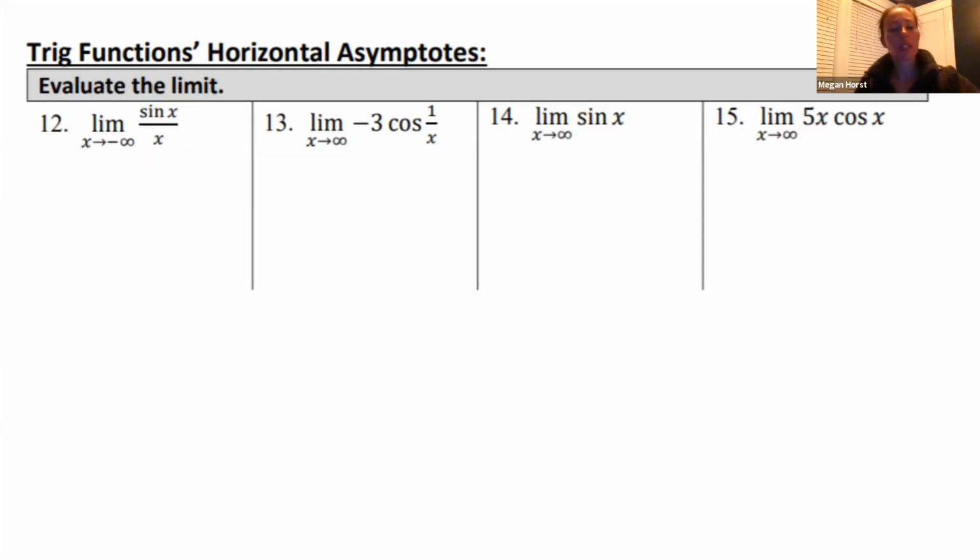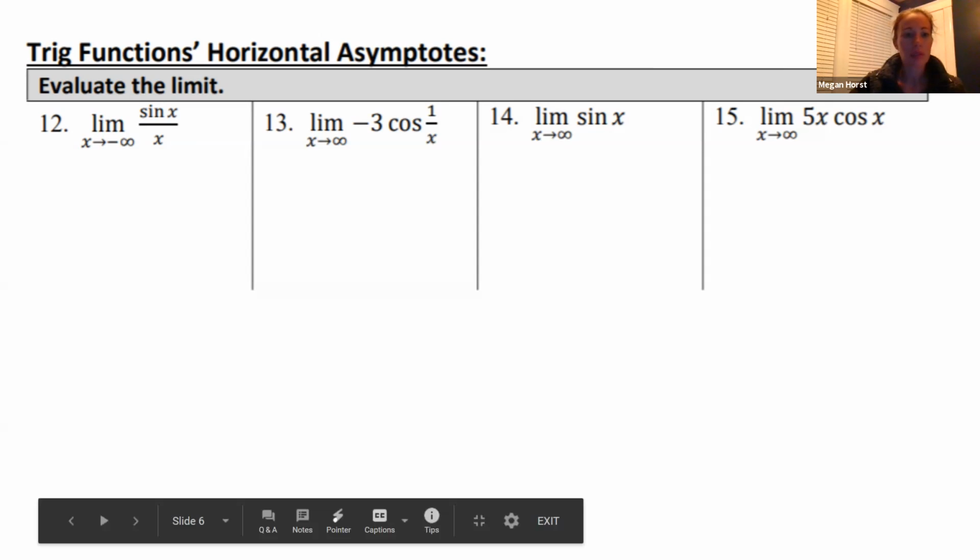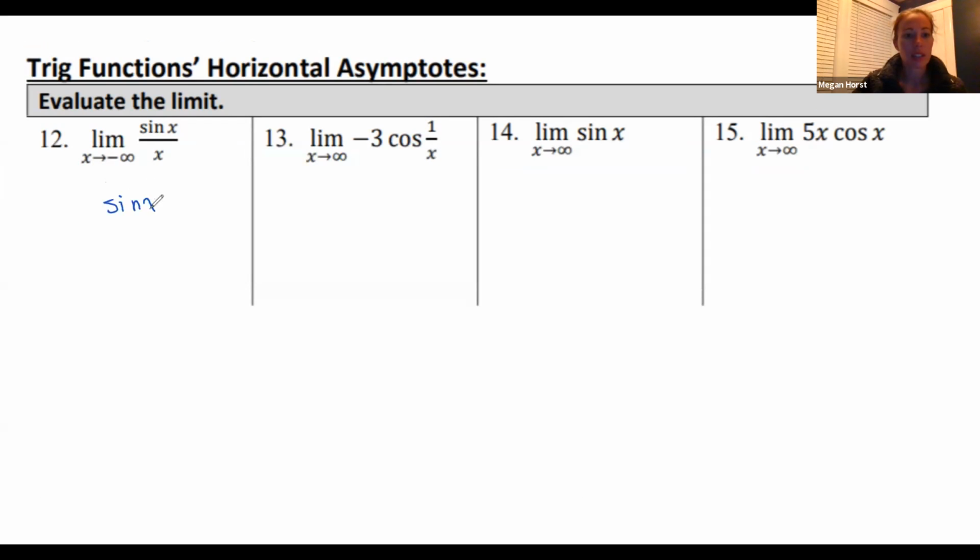All right, the last section that we need to look at is when we're looking at trig functions. And just as usual, these are a little bit different just because of the nature of what a trig function is. So what we're going to do is use the squeeze theorem to help us with these, just like we used previously for trig functions. So when we have the limit as x approaches negative infinity of sine of x over x, I'm going to start this off by saying that I have sine of x sandwiched between 1 and negative 1. And now I'm going to divide everything by an x. And then I'm going to take the limit as x goes to infinity everywhere.